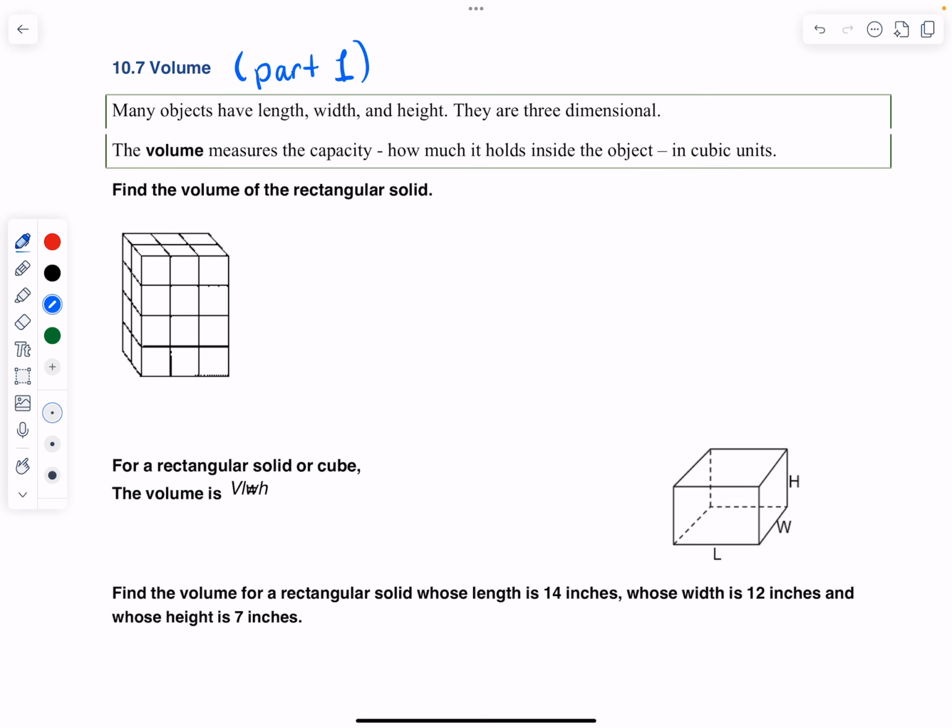This is 10.7 volume, part 1. So we looked at area and perimeter in the last section. Now we're going to look at volume, which talks about capacity. How much does something hold?